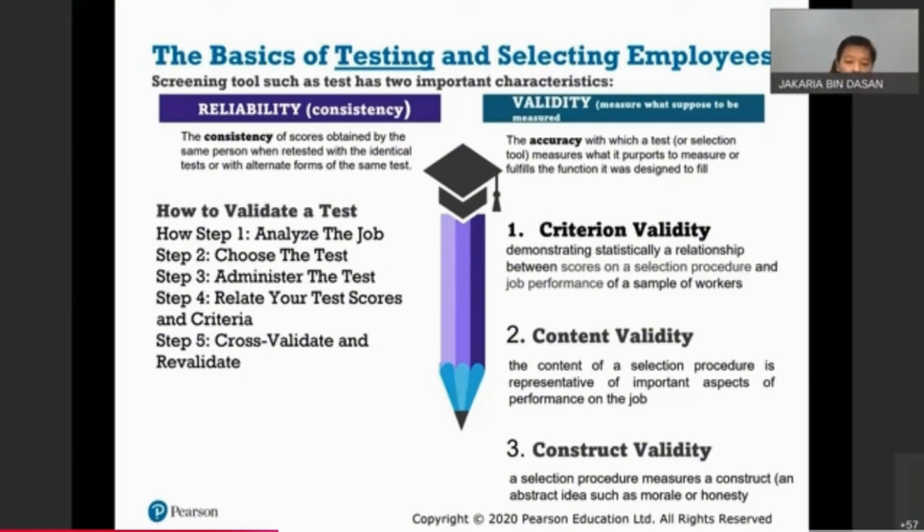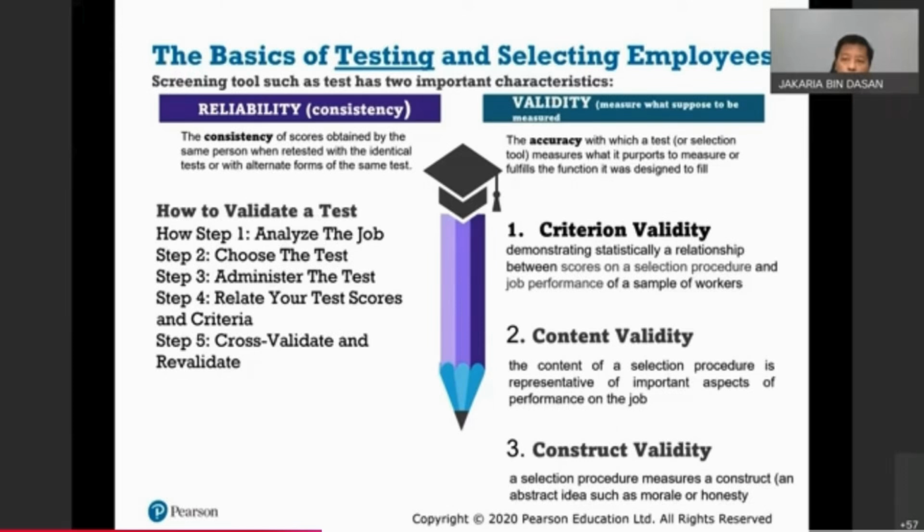And then we cross-validate. Maybe we choose several tests, and we look across the results of the testing, and we will find out that this particular candidate meets our expectation by getting through some of the testing that we give to them. That is the reliability.